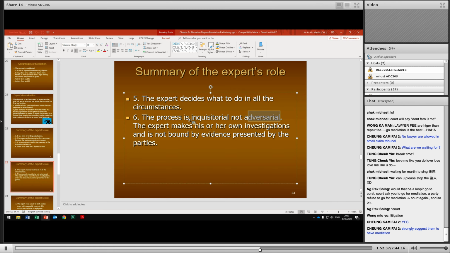But expert determination is inquisitorial. It means that the expert will do the study by himself. The expert makes his or her own investigation and is not bound by evidence presented by the parties. There's no need for the parties to give him any reference or evidence or any figure. The expert simply will do all the investigation by himself.